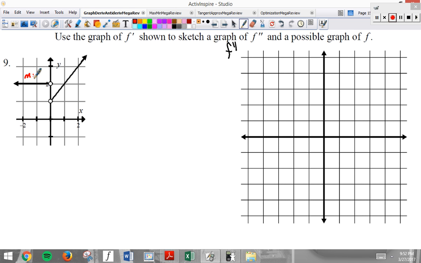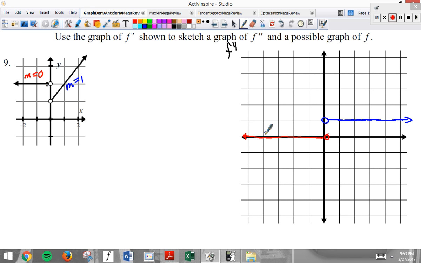M equals 0. M equals 2. 1. Yes? M equals 0. M equals 1. Weird, right? That's all there is to it.